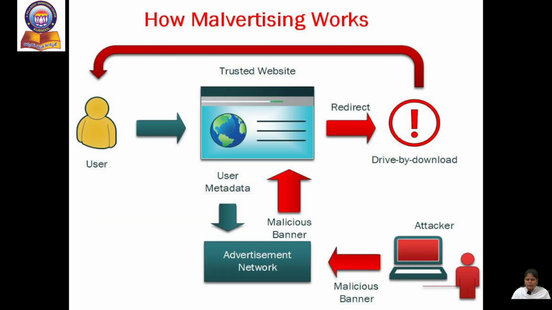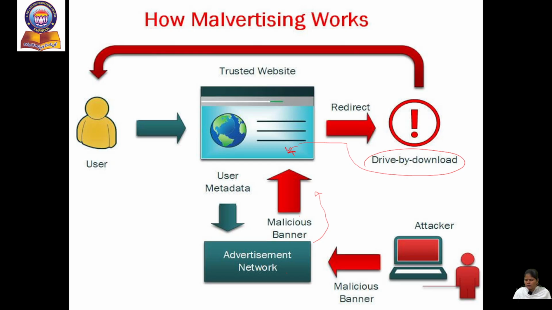That malware will be installed on your system and your system gets crashed, right? So how malvertising works is the user visits a trusted website. From the trusted website, user metadata will be taken by the advertising network, and from the advertising network, a malicious banner or malicious ad will be injected into this trusted website. When the user clicks on this malicious banner, they will be redirected to the drive-by download.